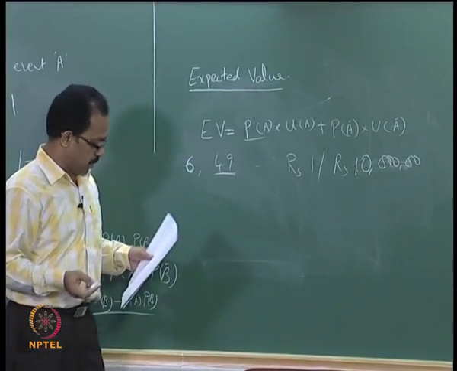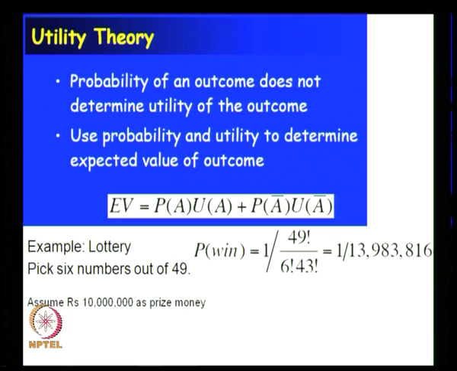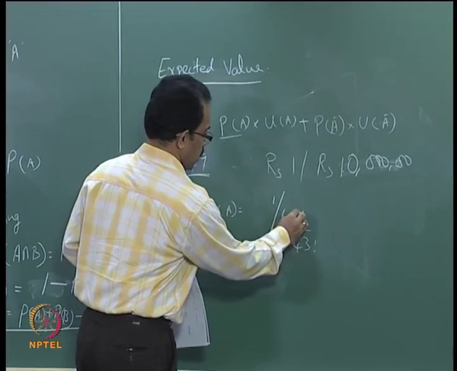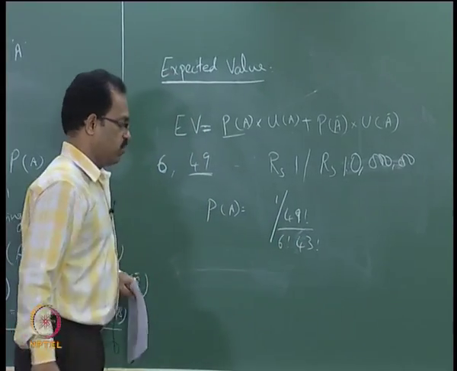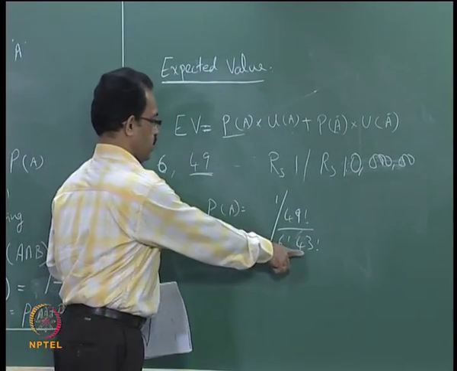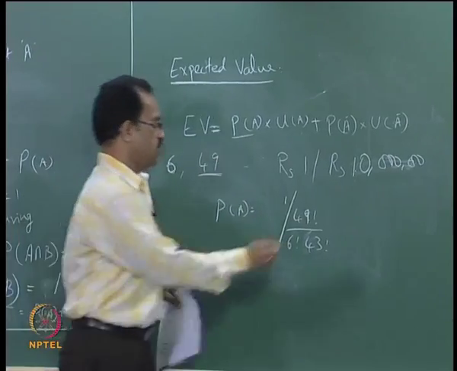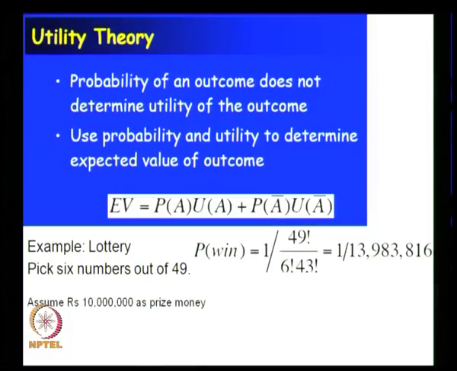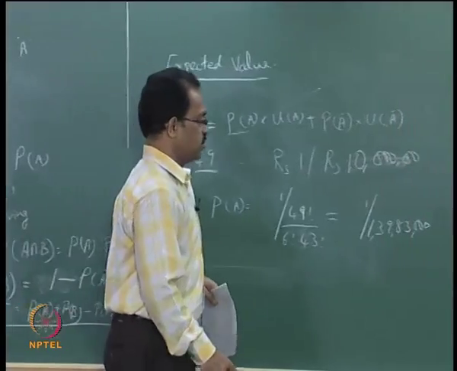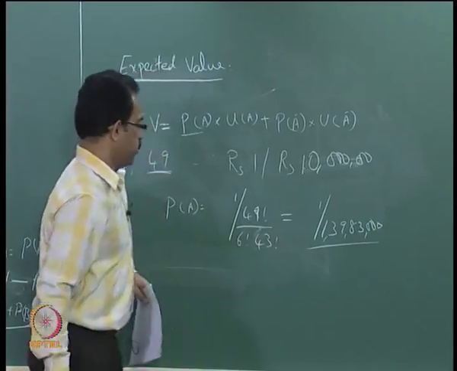So here you can see that the probability of the win A will be given as 1 over 49 factorial divided by 6 factorial multiplied by 43 factorial. So this is the possibility. You have 49 factorial divided by 6 factorial multiplied by 43 factorial, because of 6 digits and then the remaining 43, totally you have 49, and this is almost like 1 over 13,983,816, 1 crore 39 lakhs 83,000. 1 over 1 crore 39 lakhs 83,000 is the probability of a win.